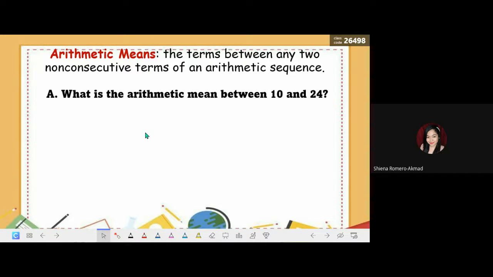Okay? Like for example, nakita niyo na yung sagot kanina. Doon sa mga nandito pa simula, parang nakita niyo na yata yung sagot dito.